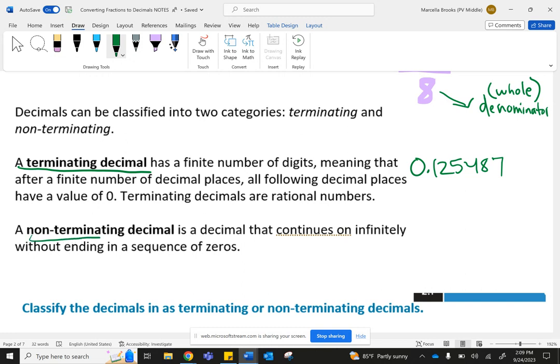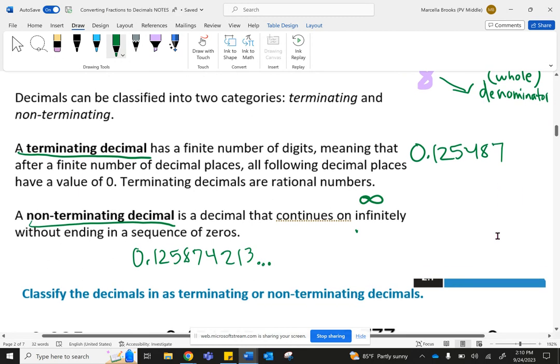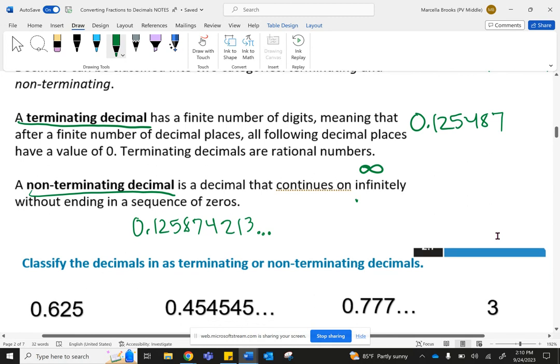A non-terminating decimal is a decimal that continues on infinitely. We know what infinitely means. It goes on forever. If you see a number like 0.125874213 and then it gives you a dot dot dot, those are ellipses, and that means it's going to go on forever. It's just going to keep on going.